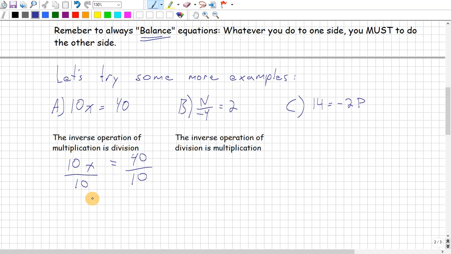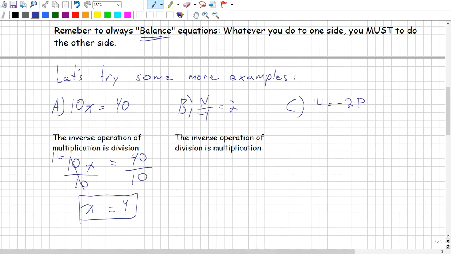So on the left-hand side, when I divide a number by itself, this doesn't equal 0, it actually equals 1. And so what I'm left with on the left-hand side is essentially a 1 times x, because that 10 divided by 10 is 1. But we don't have to write 1 times, or 1x, because 1 times anything is just itself. So essentially it goes away. We don't need to write it. And on the right-hand side, 40 divided by 10 is, of course, 4. And that's what I'm left with.